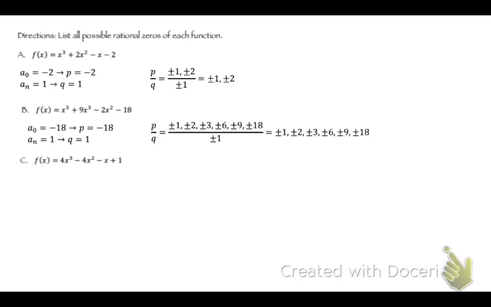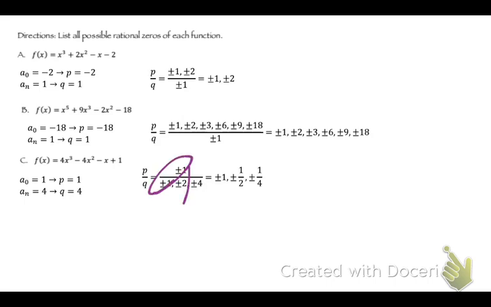Now here we have 4x cubed minus 4x squared minus x plus 1. So a sub 0 equals 1, a sub n equals 4. So that's going to be p equals 1, q equals 4. So the factors of p are 1. The factors of 4, which is q, are 1, 2, and 4. So now to write this out, we're going to have 1, because we write the 1 over 1. And then we have 1 over 2. Then 1 over 4. And they're always plus or minus.